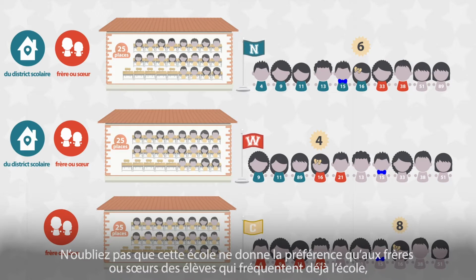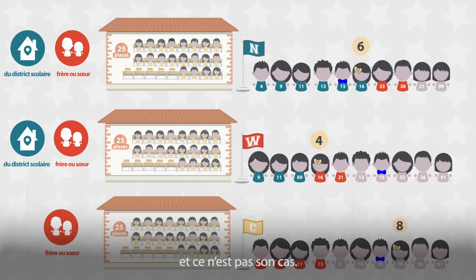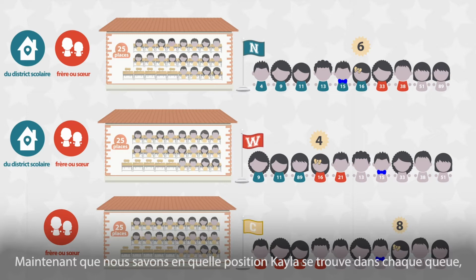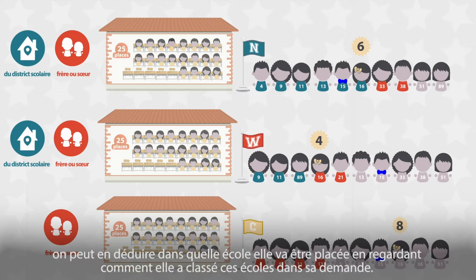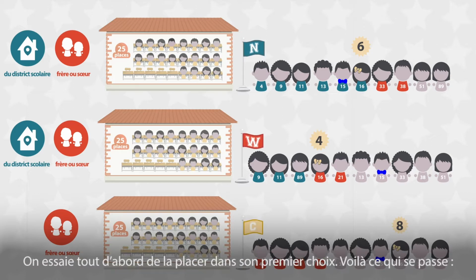Remember, this school only gives priority to siblings of students that are currently enrolled, and she does not have a sibling attending this school. Now that we know where Kayla is in each line, we can find out what school she's placed at by looking at the way she ranked those schools on her application. First, we try to assign her to her first choice.